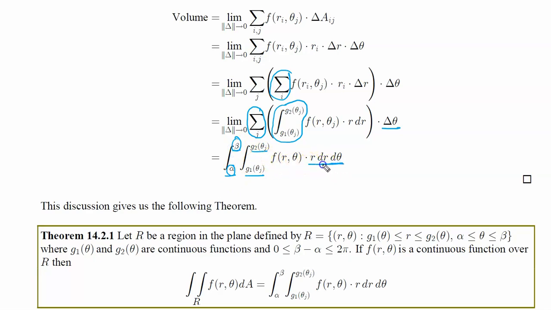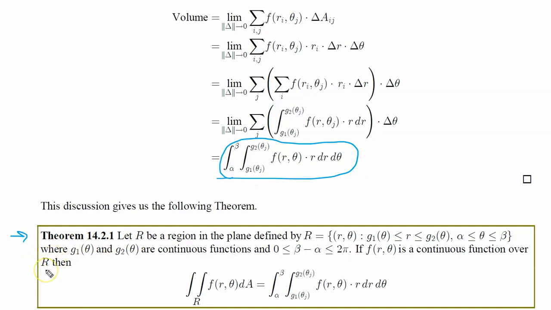Now you notice what we have here in place of the dy dx, as we had in rectangular coordinates, we now end up with an r dr d theta. And we have now determined how to write a double integral using polar coordinates. That's what we have right here. Okay, and that's what our next theorem down here summarizes for us.